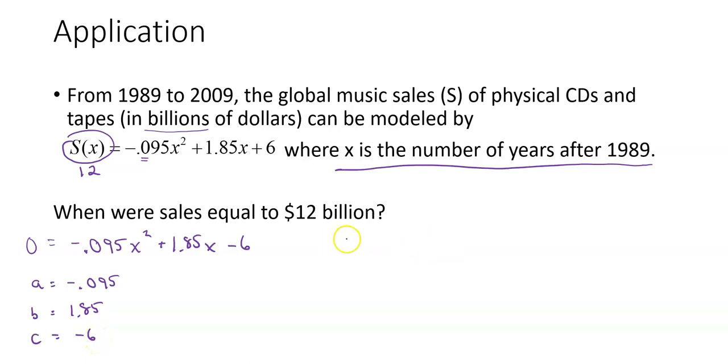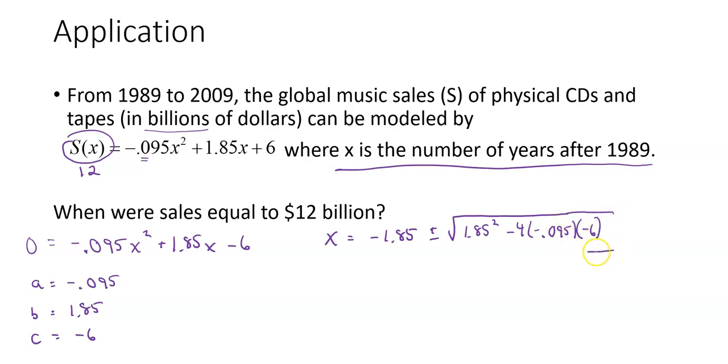All right, let's work our way through the quadratic formula. x equals the opposite of b, so negative 1.85, plus minus the square root of b squared, minus 4 times negative 0.095 times negative 6, all over 2 times negative 0.095.